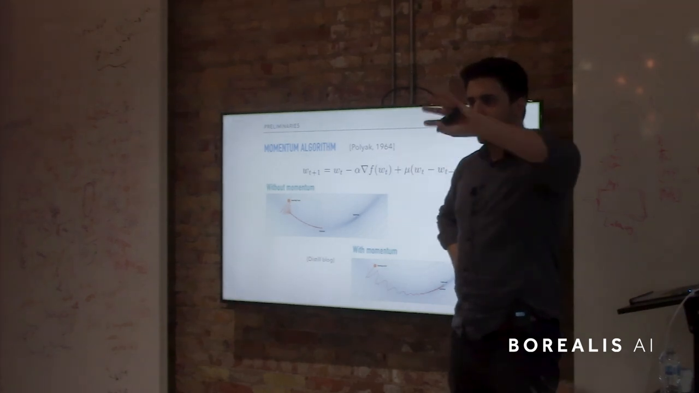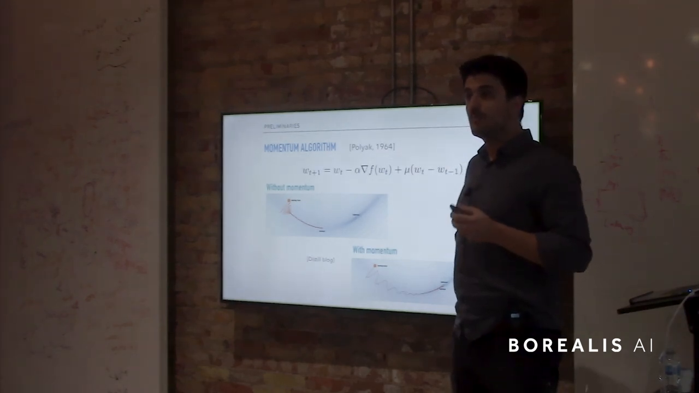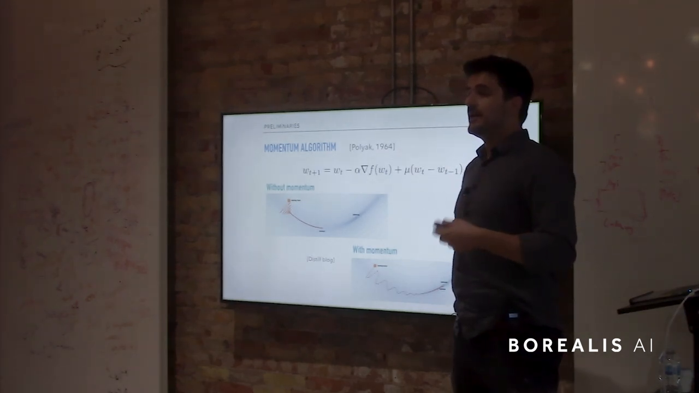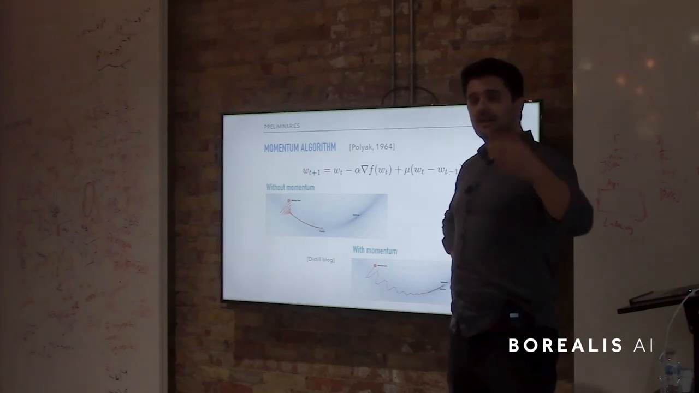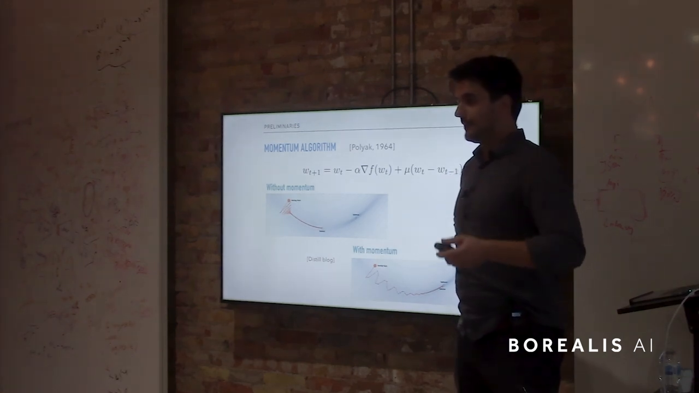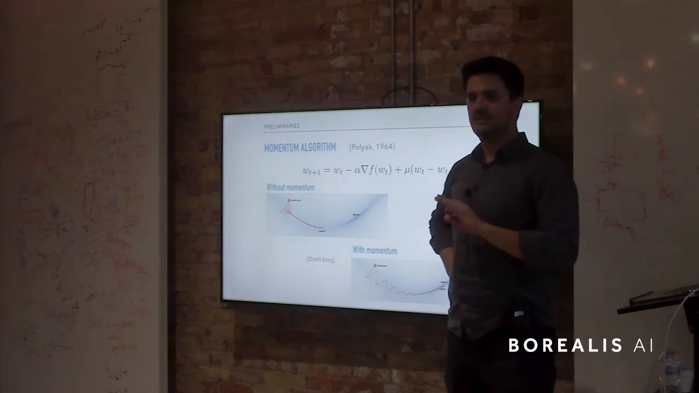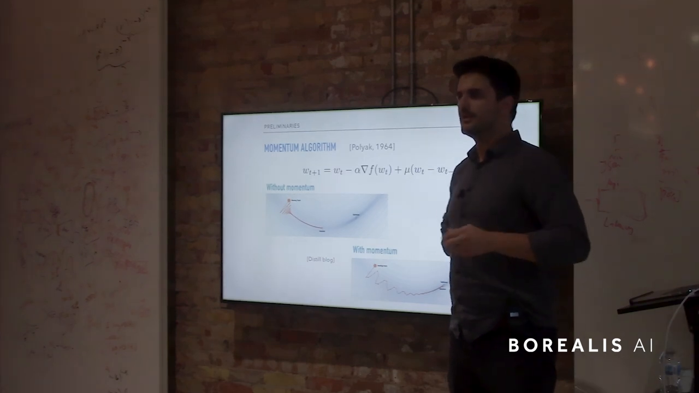So that's part of the story, and that's part of the reason why momentum methods are so popular in difficult optimization problems like the ones that we see in machine learning. Okay? Any questions about the basis here? This is what we're building upon.